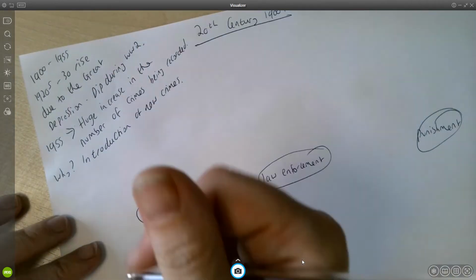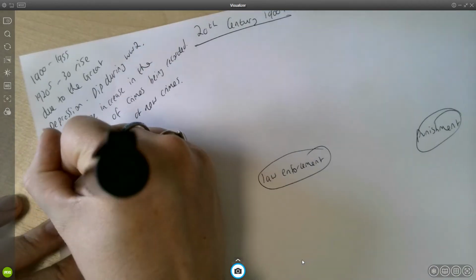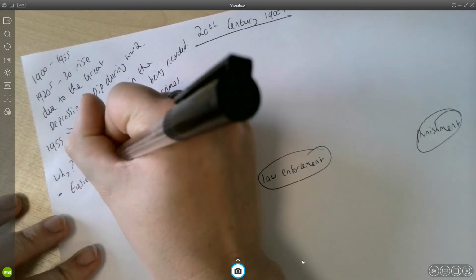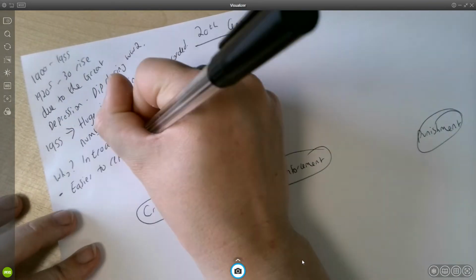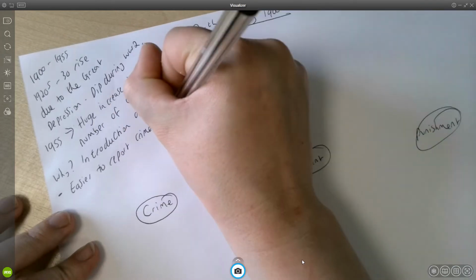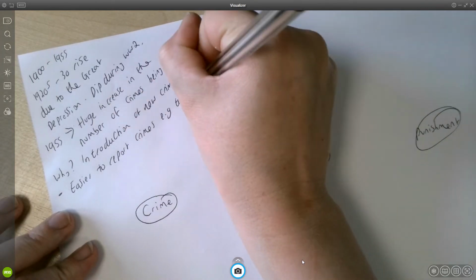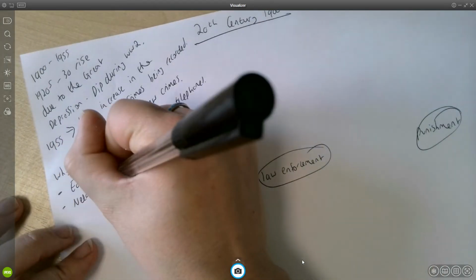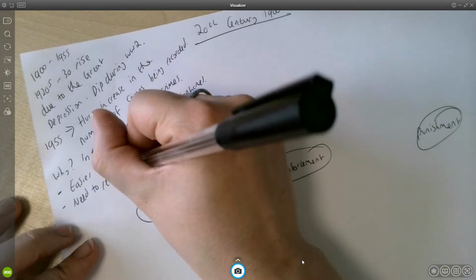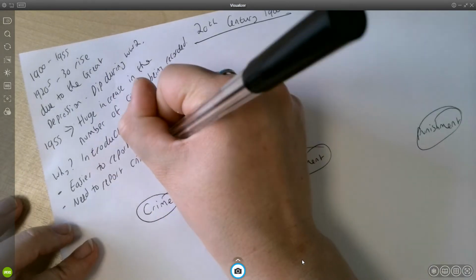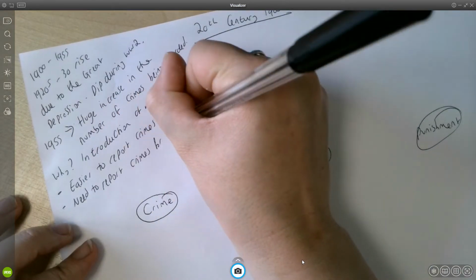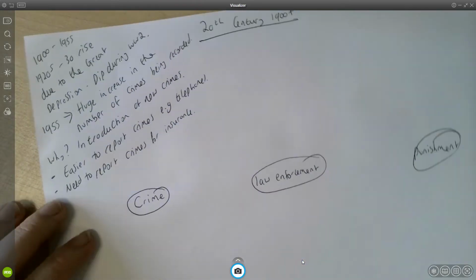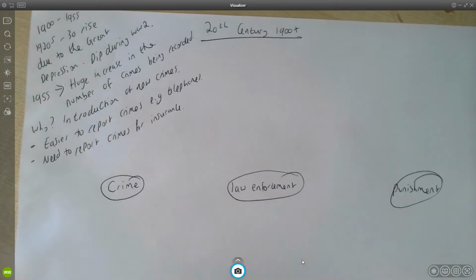Another reason is it becomes easier to report crimes. So, for example, people have telephones in their homes. And also, you need to report a crime for insurance purposes. So, for example, if your car is stolen, you need to report that theft to the police to be able to claim on the insurance and get your money for your car back.